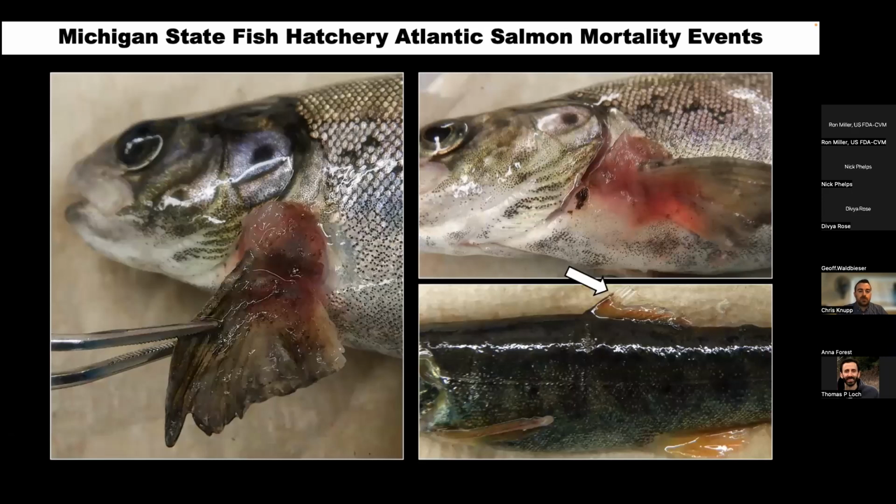Here I'm showing you representative images of the Atlantic salmon that were submitted to us from both hatcheries. As you can see, fish had significant hemorrhaging primarily at or near the base of the pectoral fins, concurrent with gross evidence of an oomycete infestation. In a subset of fish, we also noted significant dorsal fin erosion where the fin rays were visible, which you can appreciate here in this image in the lower right.